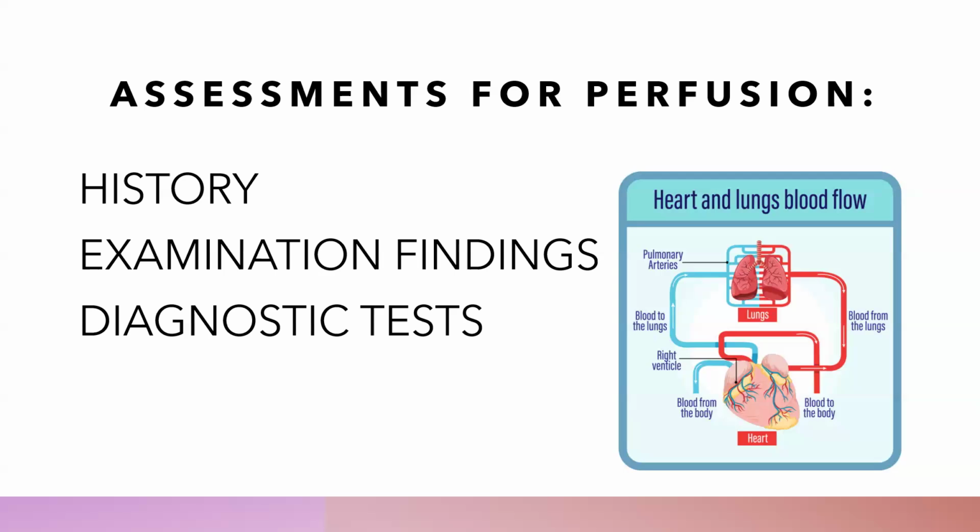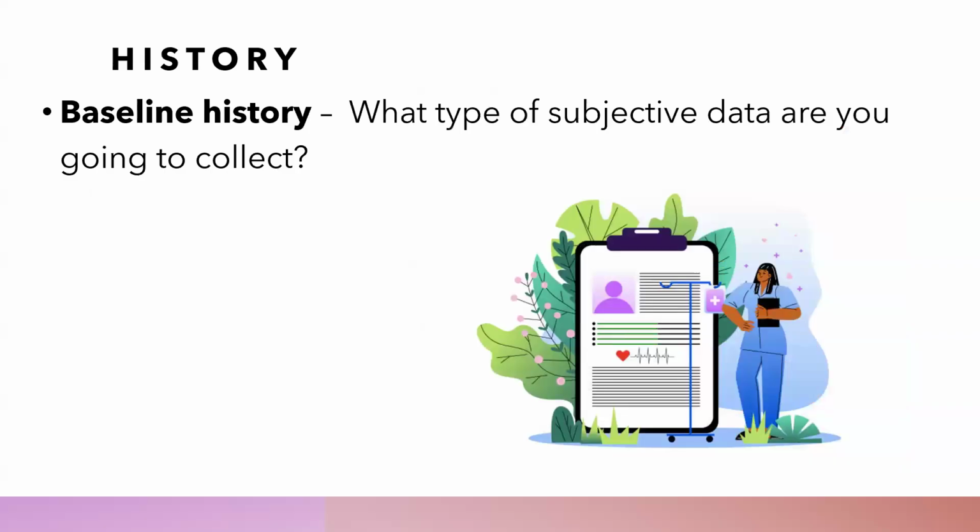diagnostic tests. The diagnostic tests that we're talking about include EKGs, echocardiograms, cardiac MRIs, maybe going even to the cath lab. Also looking at pulmonary function tests because are the lungs doing their job? So those are all things that we'll be looking at as well as blood tests. So we need to first of all get a baseline history. What type of subjective data are you going to collect? Think about that for a few moments.